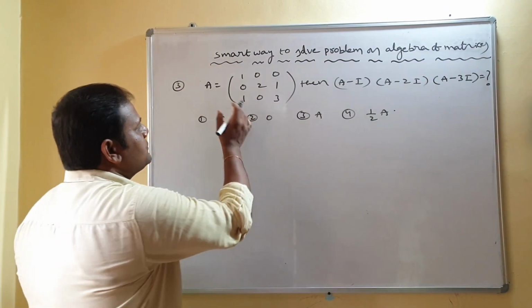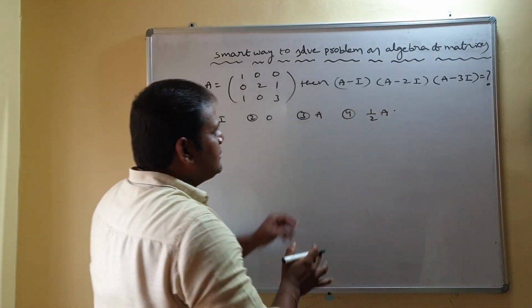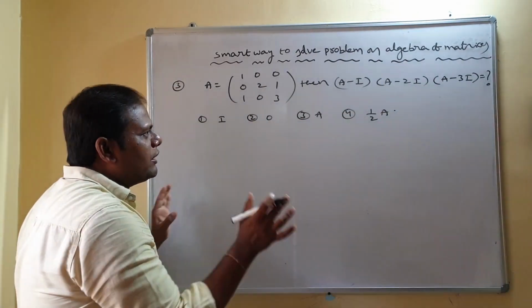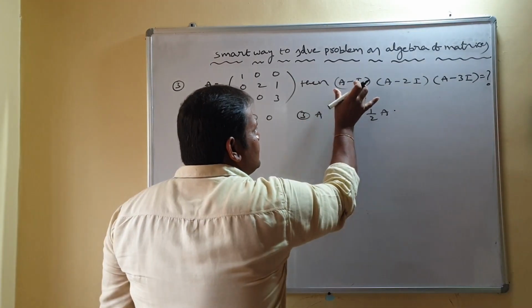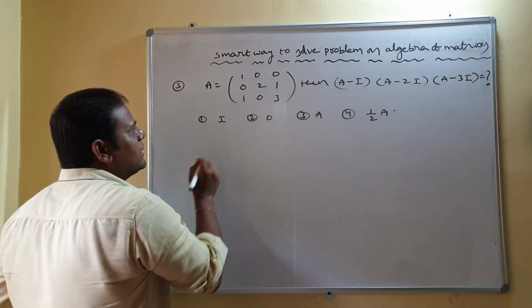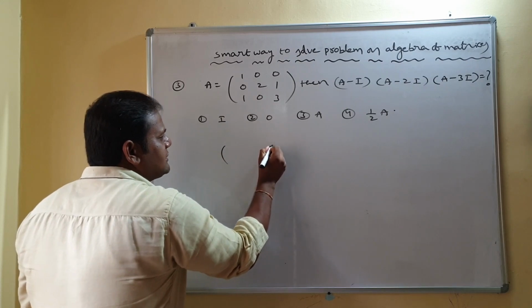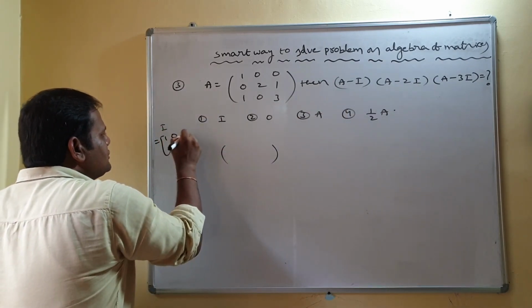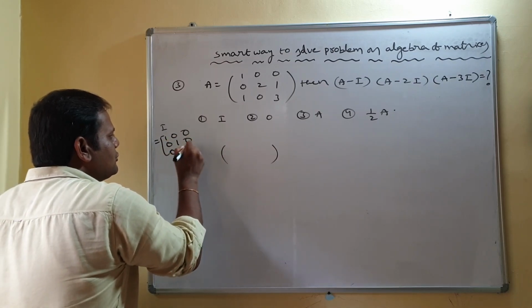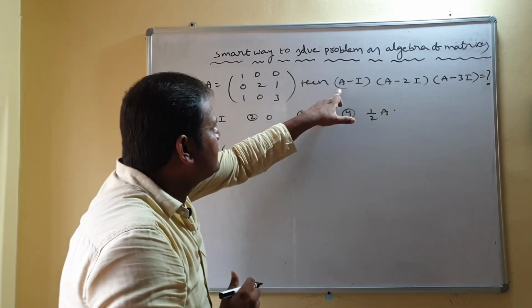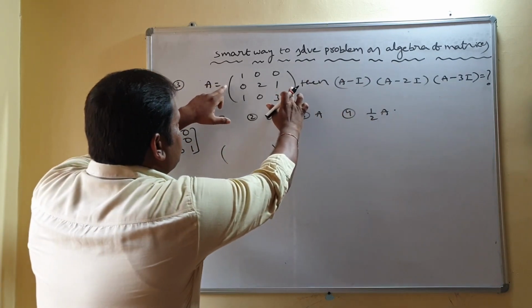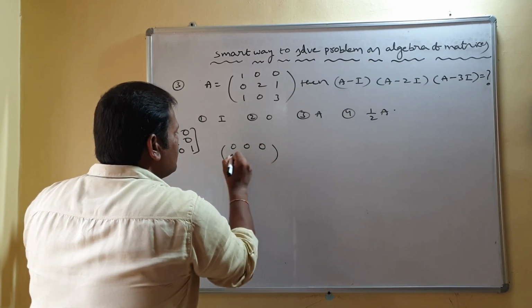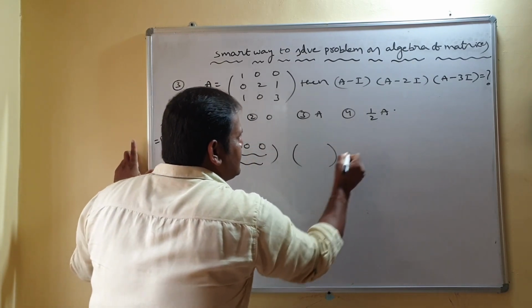See, coming to this problem, they have given a matrix A and are asking what is A minus I into A minus 2I into A minus 3I. We don't want to simplify completely. Once you write A minus I, tell me what is A minus I? You know I. What is I? I is 1 0 0, 0 1 0, 0 0 1. Now tell me what is A minus I? A minus I means this minus this. First 1 minus 1, 0 0 0. Enough. We can give the answer easily.